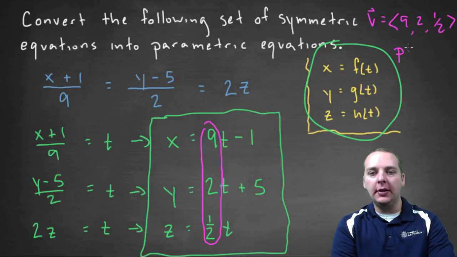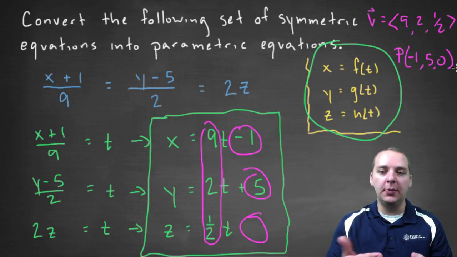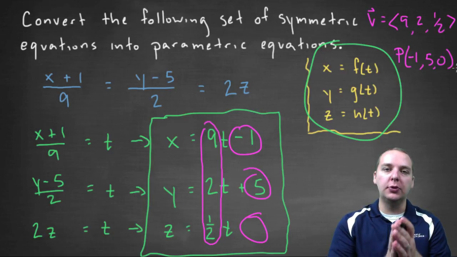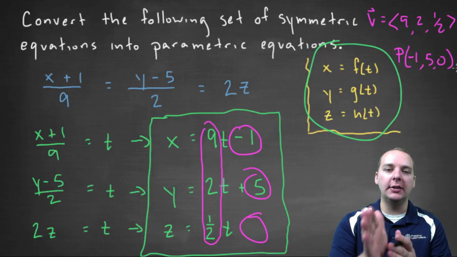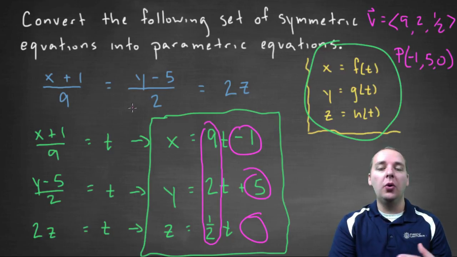And then there's a point indicated as well, -1, 5, and 0. So -1, 5, 0. That's a point that your three-dimensional line goes through. So it goes through point P in the direction of v. And actually this gives a good reason for why you might want to write a line in parametric form instead of symmetric equations, because in this symmetric form right here, you can't really tell what the direction vector for the line is or a point that your line goes through, very quickly.